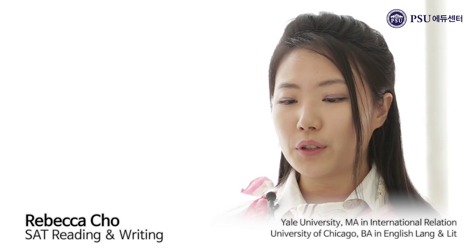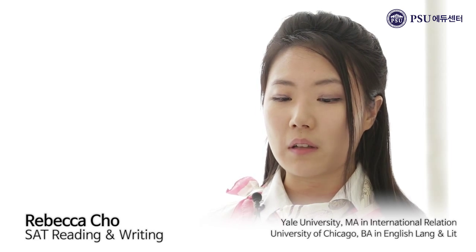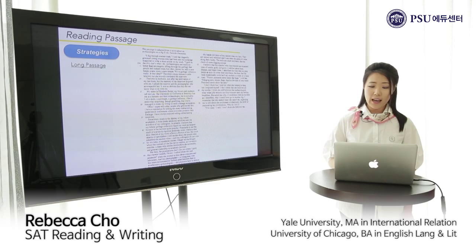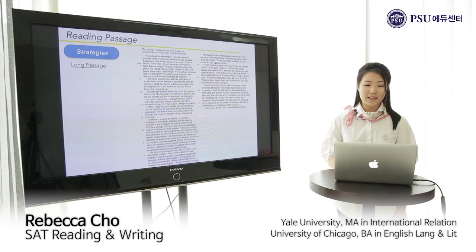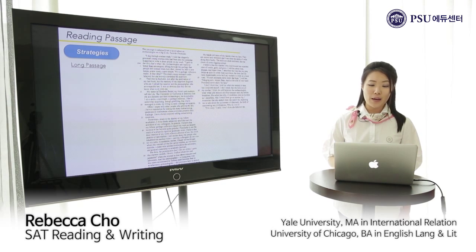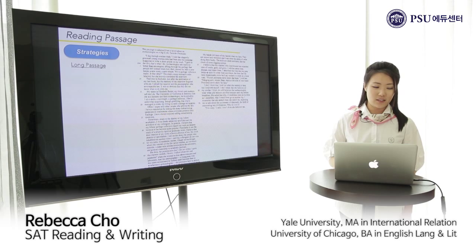Next, I'll take you through the reading passage, and I've chosen a long passage. And as you can see, it's quite long. But let me give you some strategies so that you will not panic when you see such a long passage.